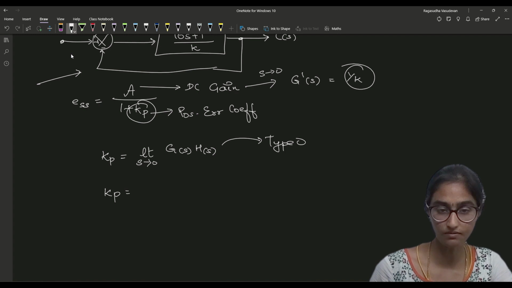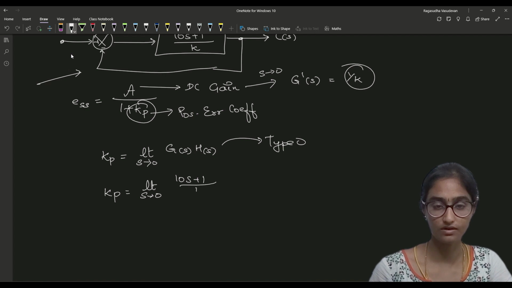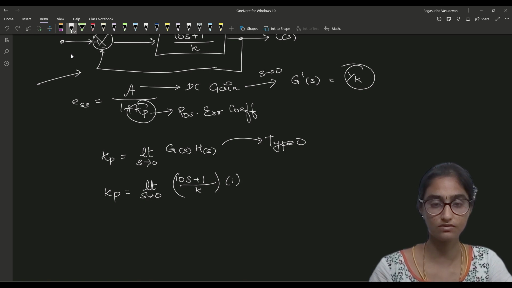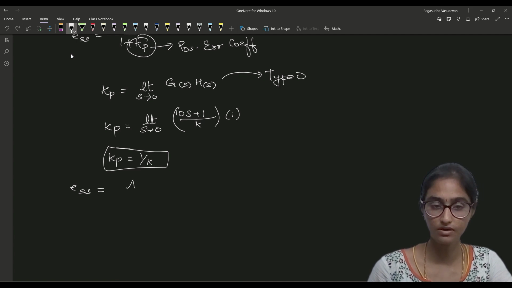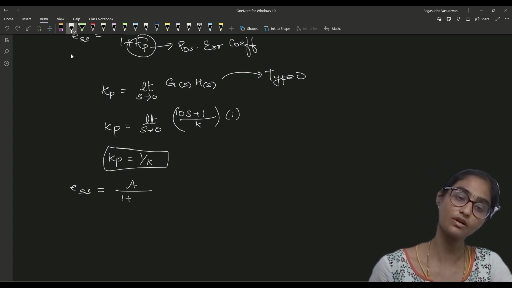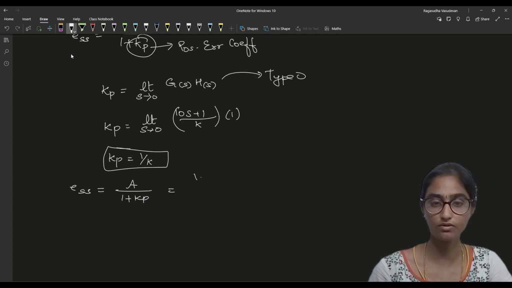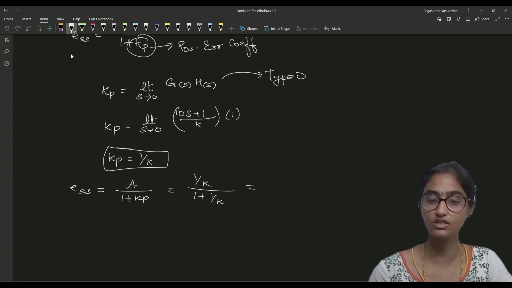So this is a type 0 system. What is the value of Kp? It is limit s tends to 0 of (10s plus 1) divided by k, which is G of s, and what is H of s? It is 1. So the value of Kp is 1 by k as well. So the steady state error in this case will be A divided by 1 plus Kp. A is also 1 by k and Kp is also 1 by k. So what's the value of the steady state error? It is 1 divided by (k plus 1).